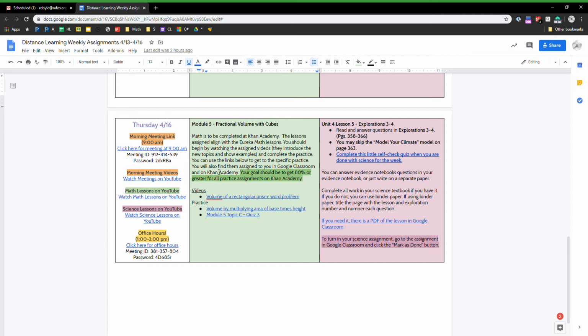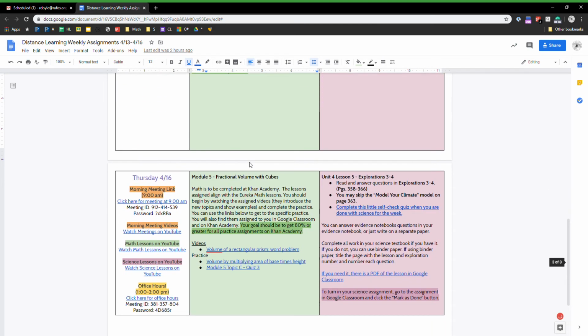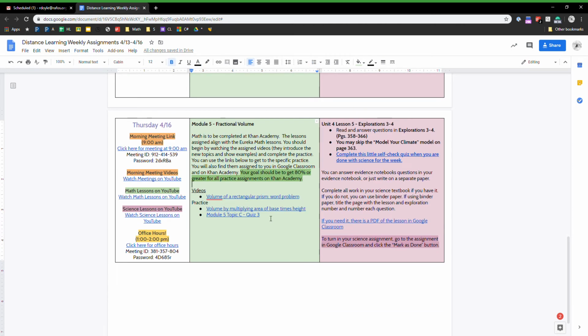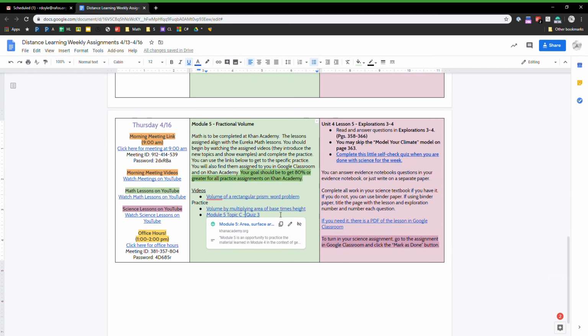Okay, this is Thursday's lesson, which is the fractional volume. Oh wait, this is just supposed to be fractional volume, not fractional volume with cubes. So this time we're just doing volume. There is a video today for the volume of rectangular prisms with word problems, which will come in handy on the topic C quiz, which is essentially just going to talk about volume.